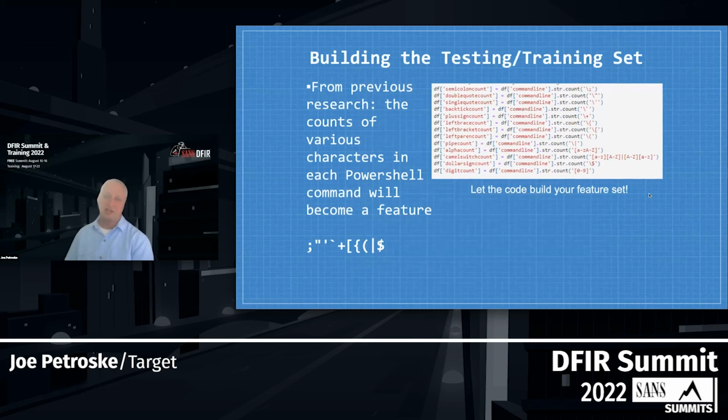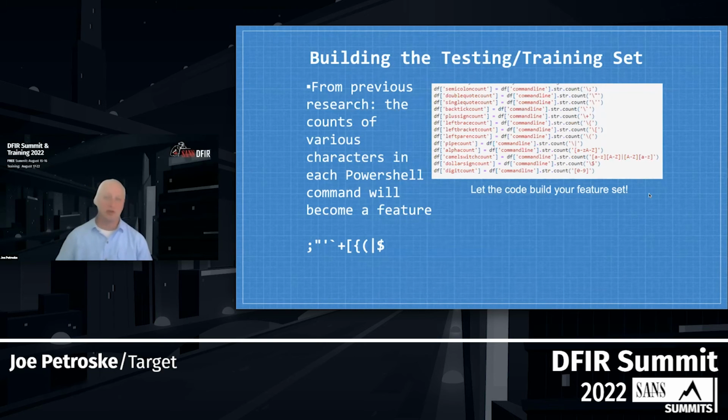To build the testing and training set, we can use Python to do this. Based on the previous research that we've been doing, we found that the amount of various characters in a PowerShell command will have an impact on how likely that command is to be obfuscated in the first place. So as you see more things like semicolons and backticks and braces and dollar signs, the more likely that command is going to be obfuscated.